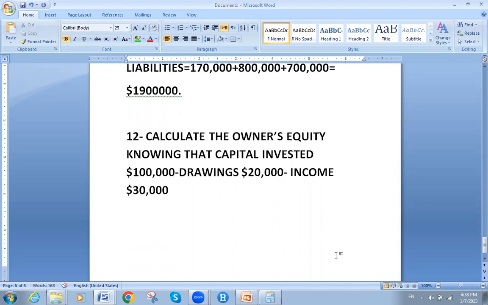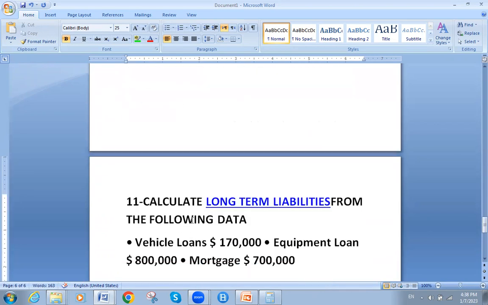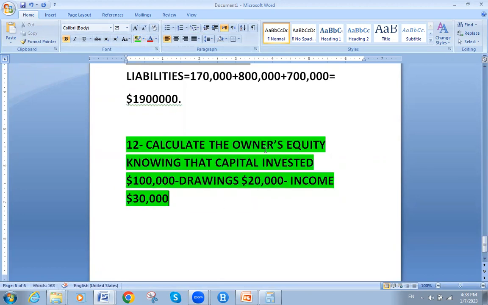To calculate the owner's equity in this example, I will give you around 5 minutes to do it. Please go work on it. This is our example now. Calculate the owner's equity, knowing that the capital invested was 100,000, drawings 20,000, and income was 30,000. I'll leave you about 3 minutes to finish it. It doesn't need more than 3 minutes. Then I will solve it with you. Thank you.